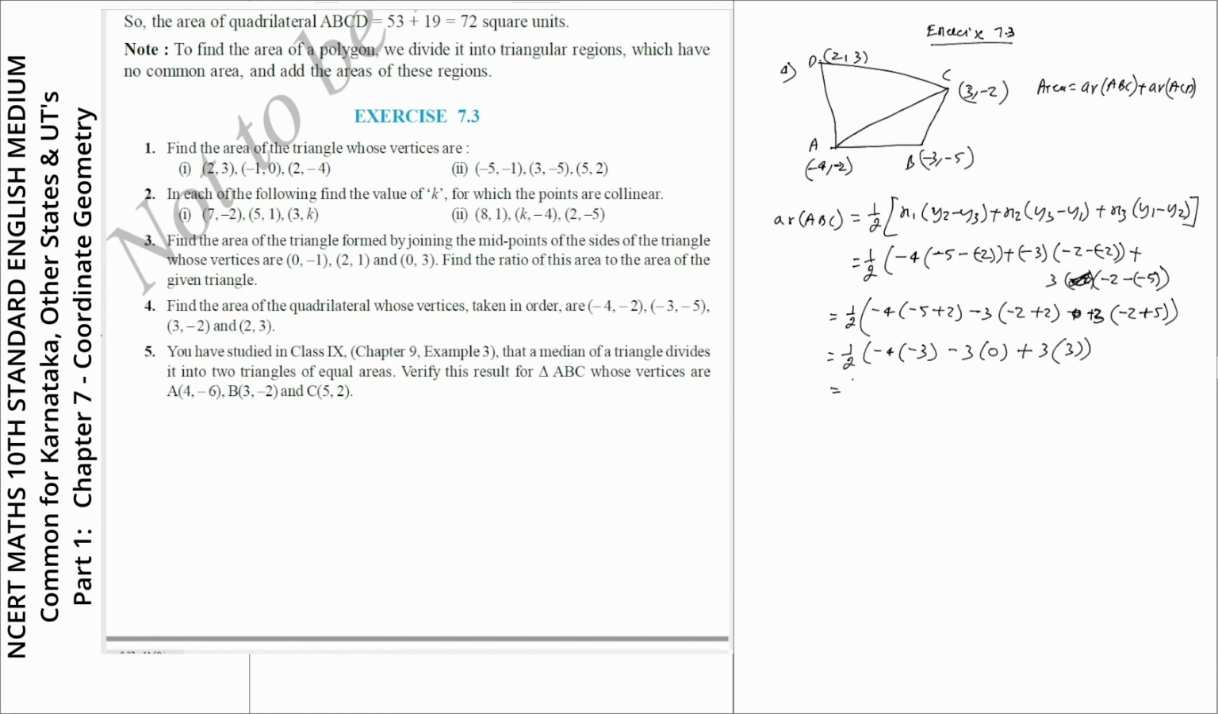Okay, now half into, now 4 3s are 12, minus into minus is plus, so plus 12 I'll get, minus 3 into 0 is 0 only, plus 3 into 3 is 9, plus 9, so I'll get half into 12 plus 9 is 21, so I'll get 21 by 2 square units as the area of triangle ABC.